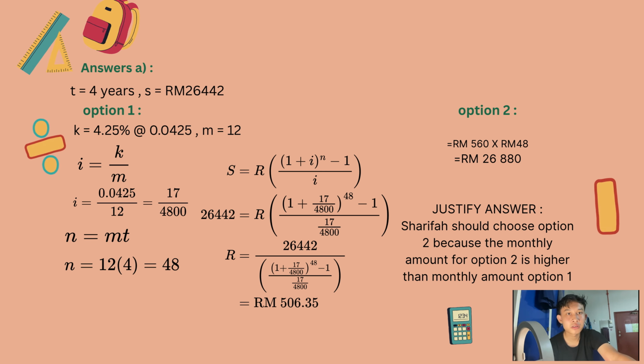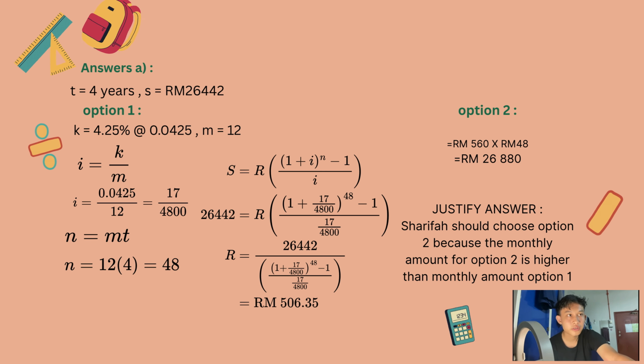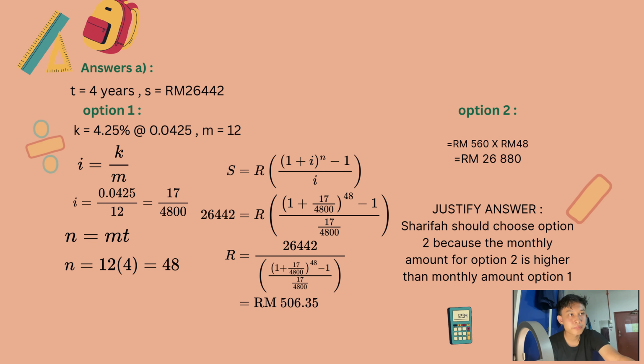Step 1, calculate the monthly interest rate. The formula is i equals k divided by m, which means i equals 0.0425 divided by 12, which gives i equals 17 over 48,000. Step 2, calculate the number of monthly payments. The formula is n equals m times t. That means n equals 12 times 4, which gives n equals 48 months.